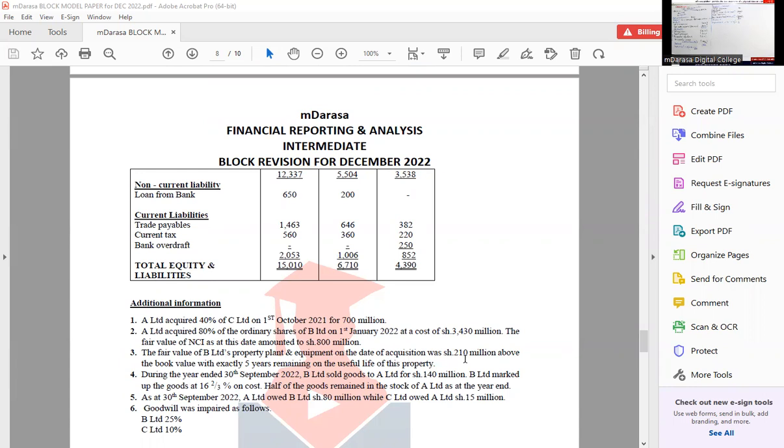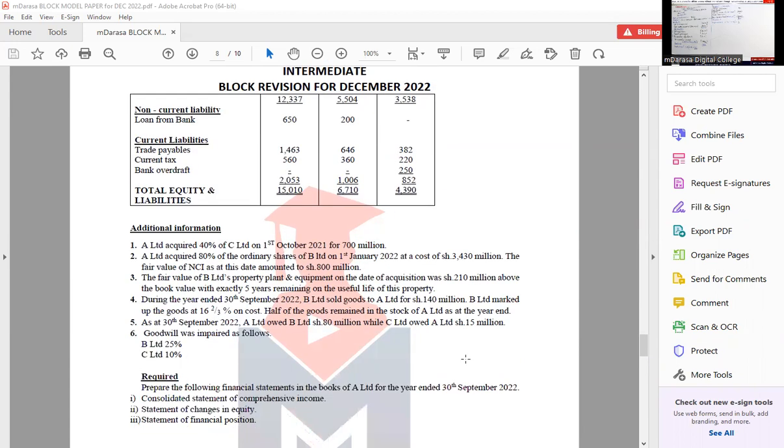And that is also to mean that the depreciation that we charged in our books was somehow low. So we are allowed to adjust it to the depreciation of this item, which we had not yet considered. So we had our depreciation undercharged, which would be how much? 210 divided by 5 remaining life for the whole year. But again, you have to factor in the period that you acquired this subsidiary. Note 4: during the year ended 30 September 2022, B Limited sold goods to A Limited for 140. So you're having intercompany sales of 140. B Limited marked up the goods at 16 2/3% on cost.